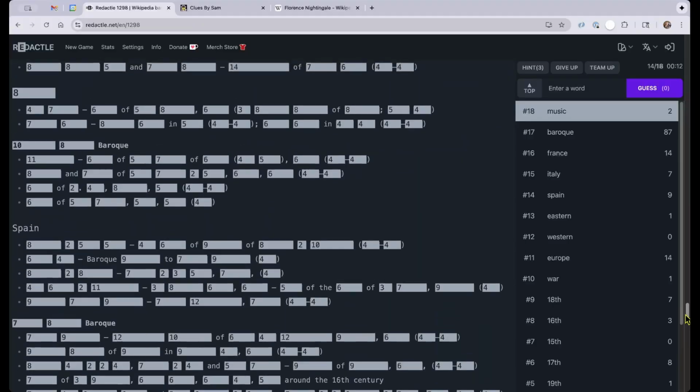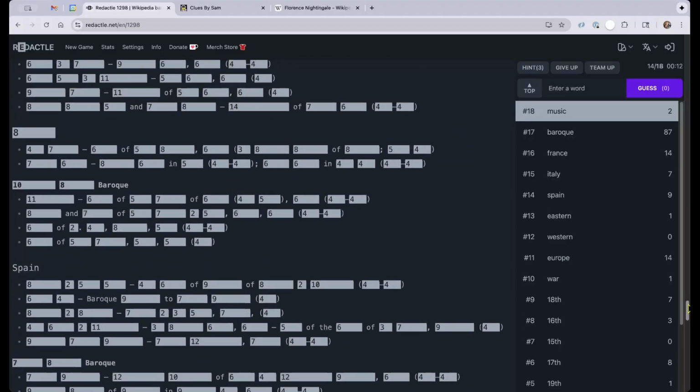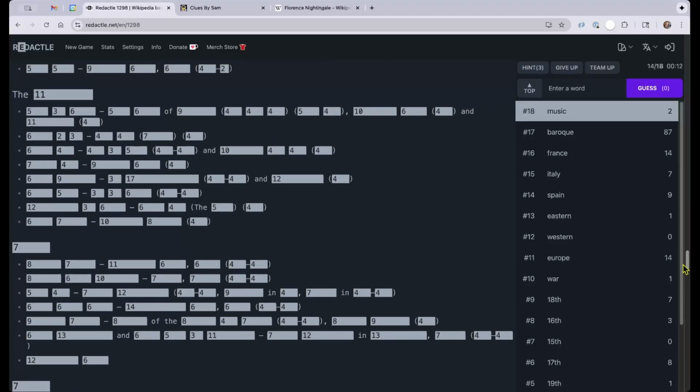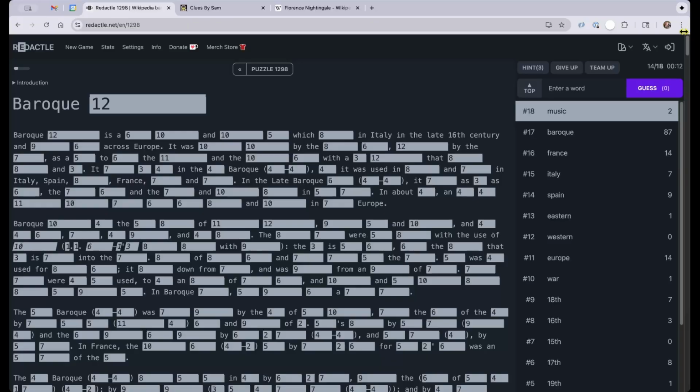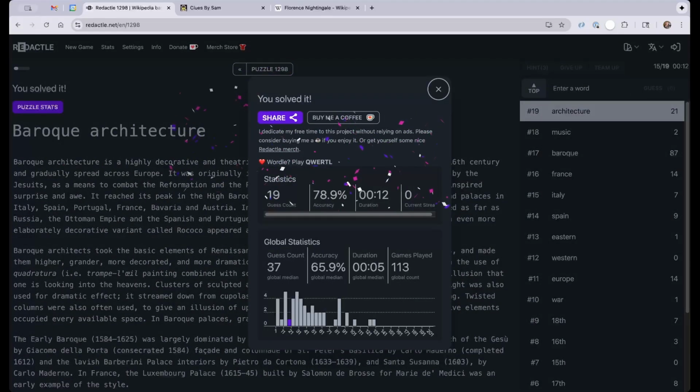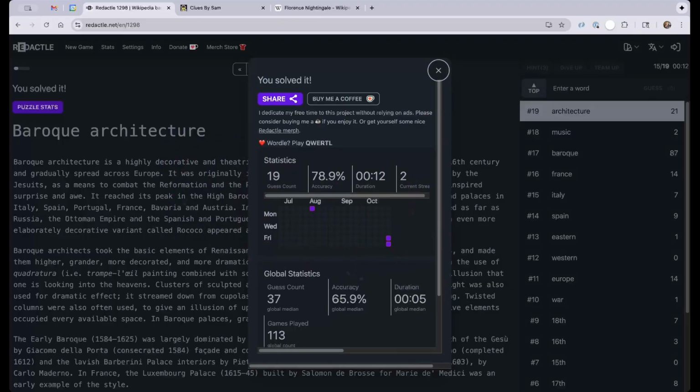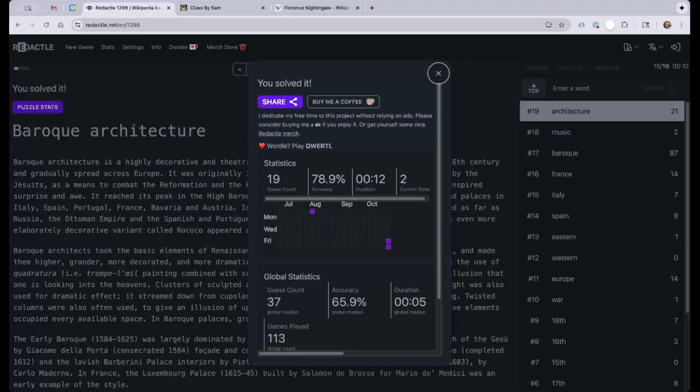Okay, and in Spain. So yeah, I think this is some type of cultural thing. Baroque, and it's related to Baroque music. Oh shit, Baroque is in the title. What is 12? I did Baroque and didn't even notice that. Oh, okay. 12, Baroque architecture, maybe? Ta-da! Okay, I feel good about that one.